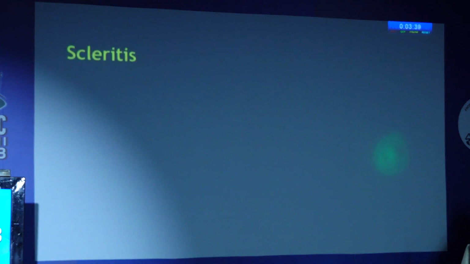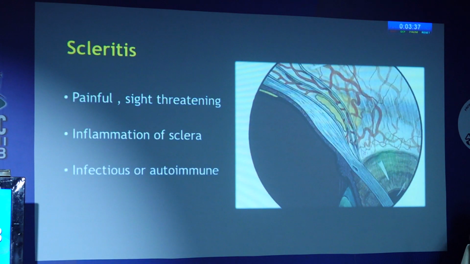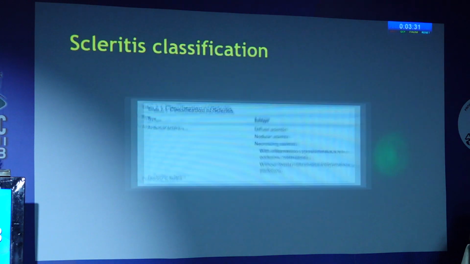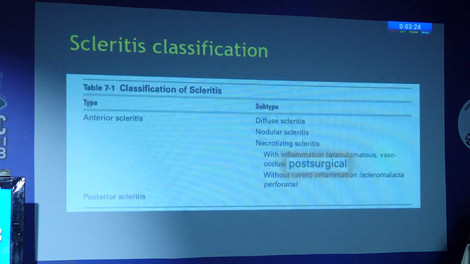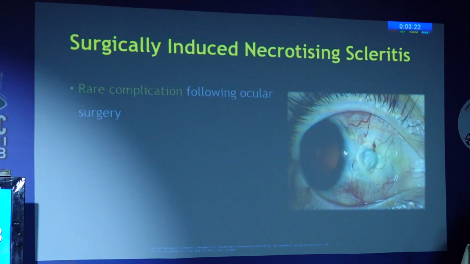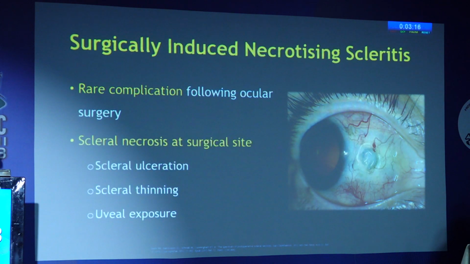Inflammation of sclera, scleritis, is a painful vision-threatening condition which can be either of predominantly infectious etiology or of autoimmune etiology. In scleritis classification, surgically induced necrotizing scleritis is classified under anterior scleritis, necrotizing type with inflammation. It is a rare complication happening after various ocular procedures, months to years after the surgery, with a mean interval of 9 months, where there is scleral ulceration, thinning, and uveal exposure, that is scleral necrosis at your surgical site.